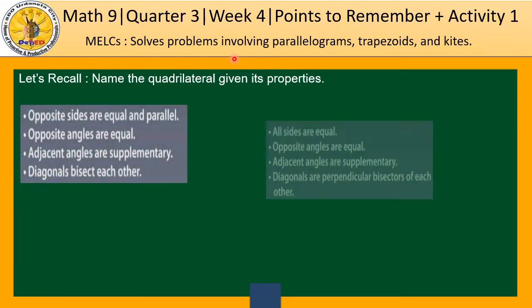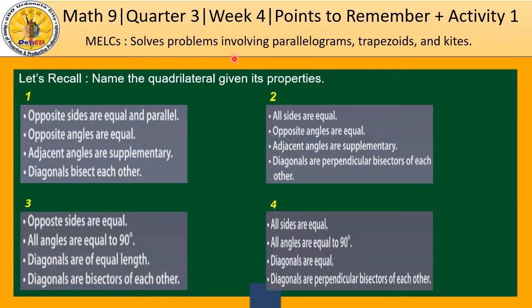So I have here properties of quadrilaterals. What you are going to do is give the name of the quadrilateral and mention each property here. I'll give you enough time to answer this. Please pause the video, then answer. Okay, time's up. So I hope you have answered already.